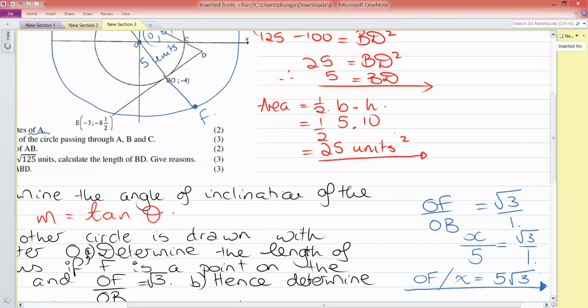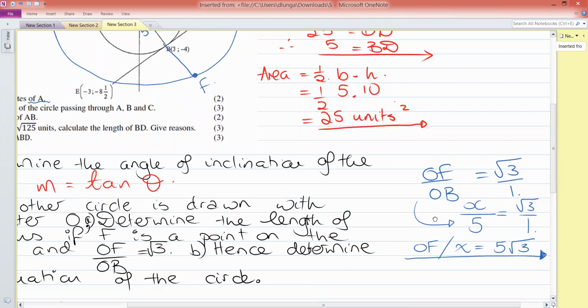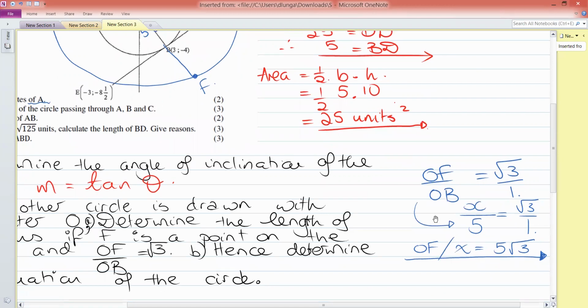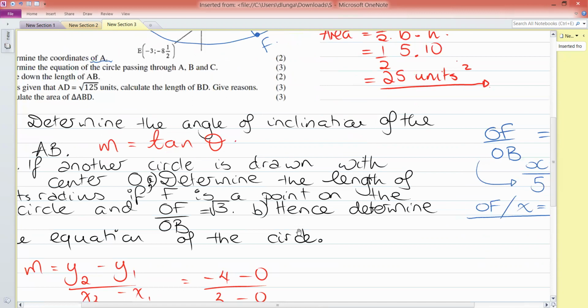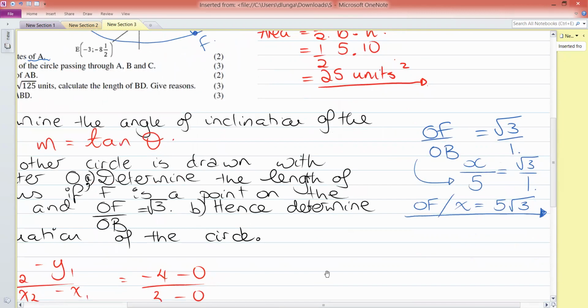That is the radius of this bigger circle. What did we do? We used proportion. OF over OB is equal to √3 over 1. We then plugged in what we knew. We knew that OB was 5, so that's why we put 5 in place of OB. OF was the unknown, so we left it there. So that's your radius. Then second part, yes? Sorry, ma'am, is it necessary to switch OF to X, or can you just leave it? No, you can leave it as OF.